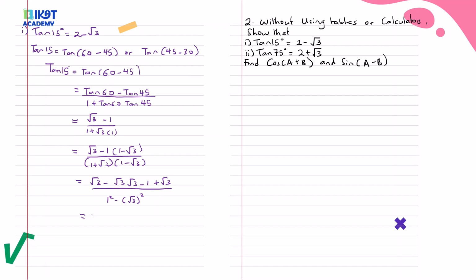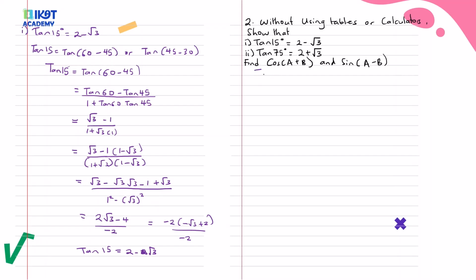And eventually, when you open this, it's going to give you 2 root 3 minus 4 out of negative 2. So now you can just factorize out negative 2, such that you have negative 2 into negative root 3 plus 2, out of negative 2. So you eventually have tan 15 is equal to 2 minus root 3. So that is that. Then now the second part, which is tan 75.